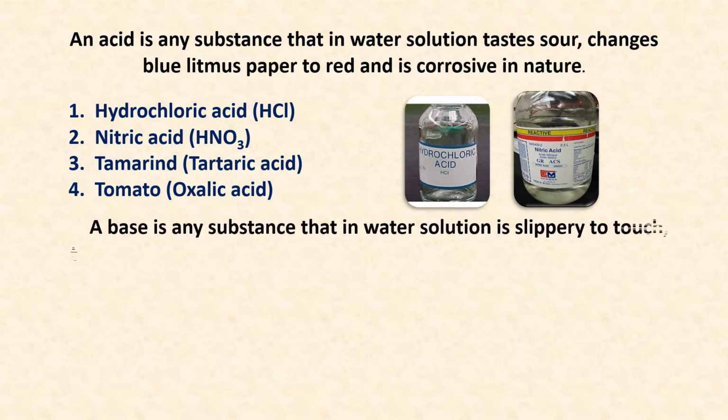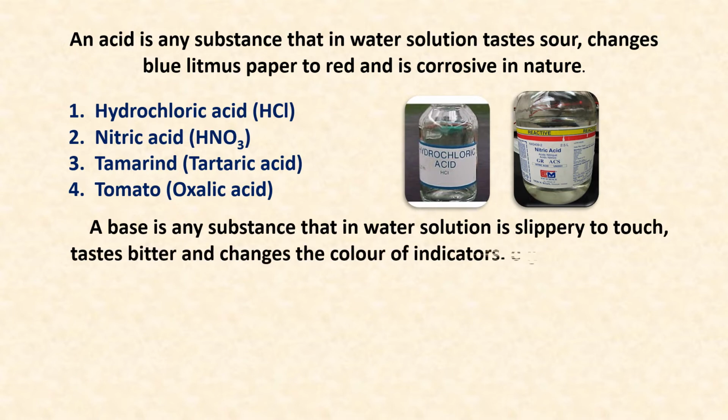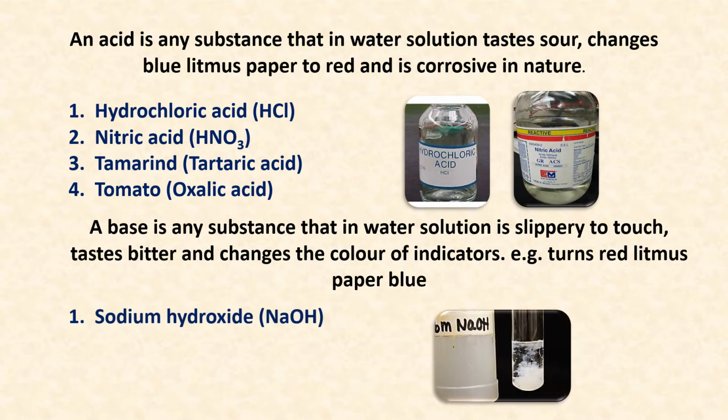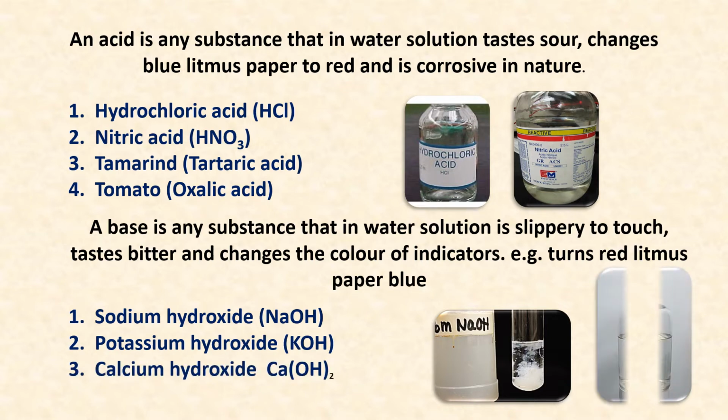Coming to a base, it is any substance that in water is slippery to touch, tastes bitter, and changes the color of indicator. For example, red litmus paper turns blue in a base. Again, there is an entire video on bases which will help you understand these differences, which I am going to address better. Common bases are sodium hydroxide or NaOH, potassium hydroxide KOH, and calcium hydroxide Ca(OH)2.